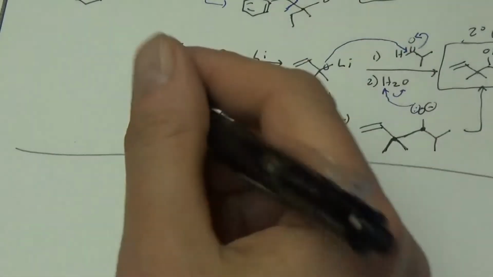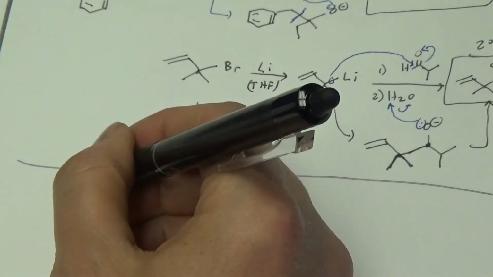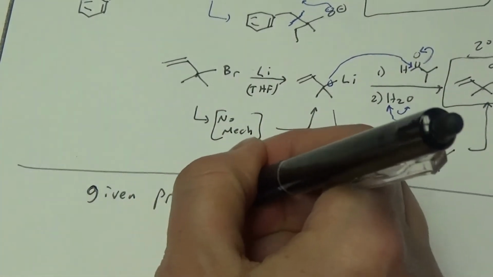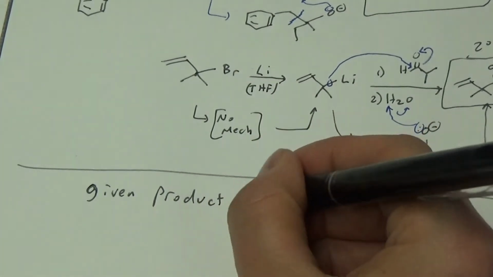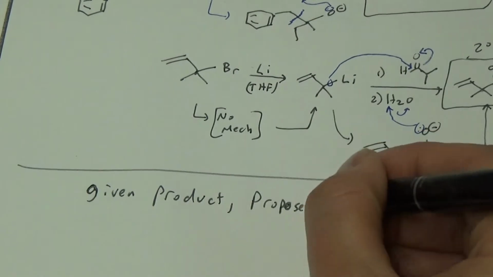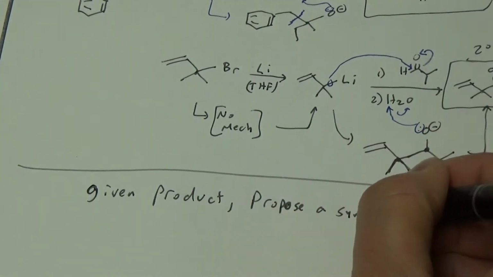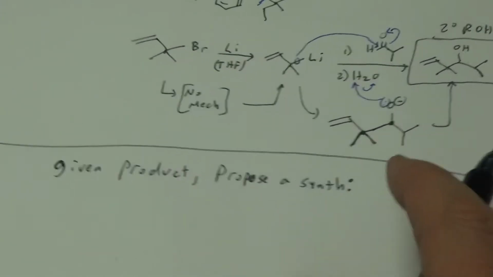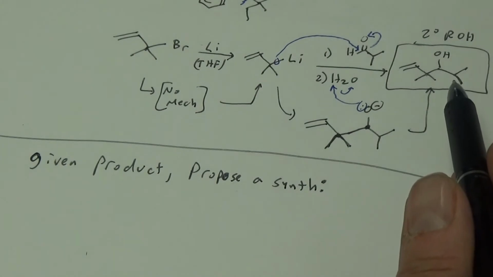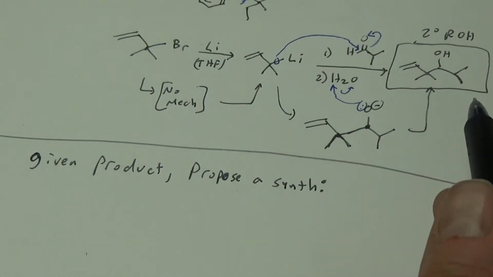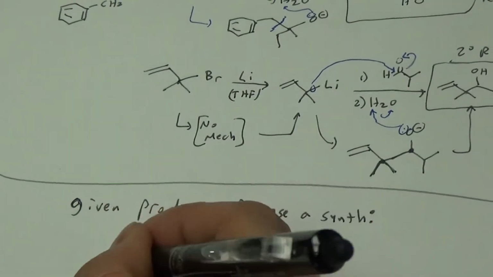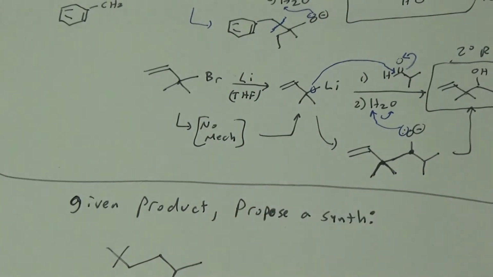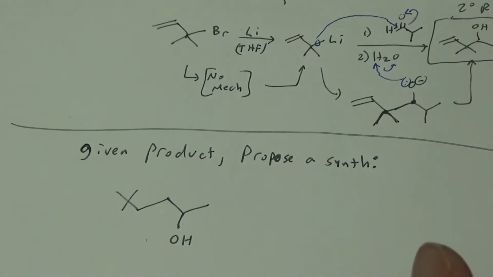Okay, what if I give you the product, and I ask you to propose a synthesis of an alcohol, some kind of alcohol? Because remember, our products here are alcohols, right? The product of a Grignard is always an alcohol. So if I say, here's an alcohol, please make it, propose a synthesis to make this alcohol.